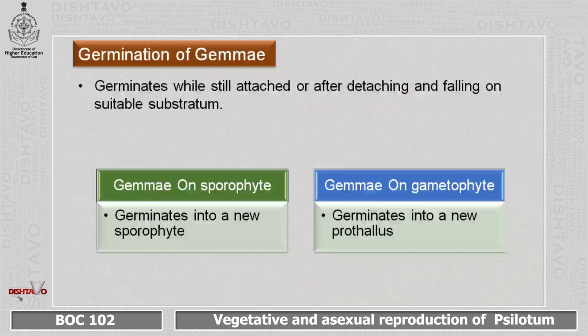These gamete may germinate when they are still attached to the plant body, or they may germinate after detaching and falling on the suitable substratum. When the gamete originates from the sporophyte, it will germinate to give a new sporophyte, and when it originates from the gametophyte, it will germinate to give a new prothallus. Now you know the difference between the sporophyte and the gametophyte. Sporophytes are diploid in nature, whereas gametophytes are haploid in nature.